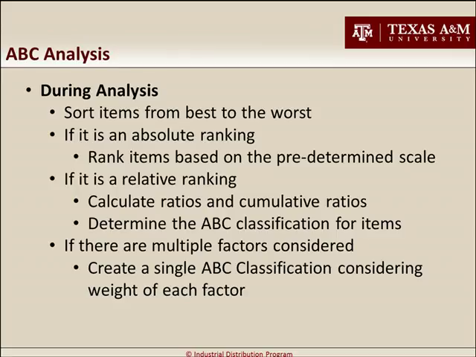If you are working with an absolute ranking for this factor, then you just look into the ranges of those ranking categories and then decide if this item is going to category A, B, C, or D, if you have a category D. If it is a relative ranking, then it's a little bit more work because you have to calculate ratios and cumulative ratios, and then the classification is based on those cumulative ratios, right?